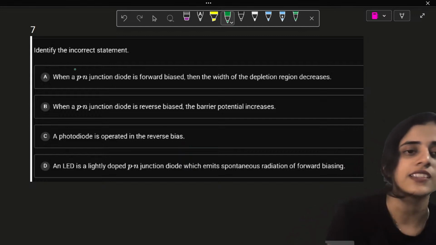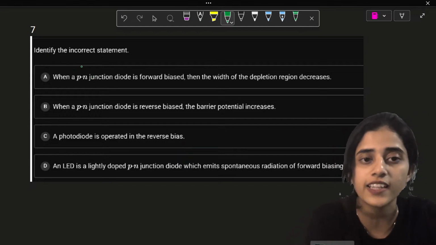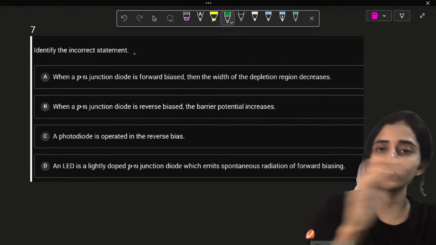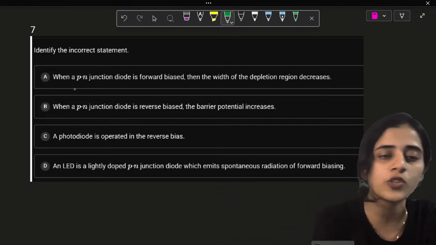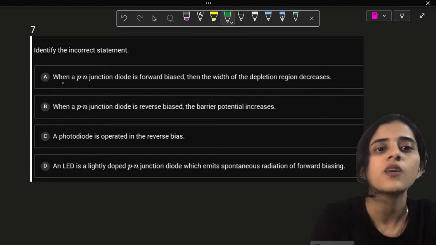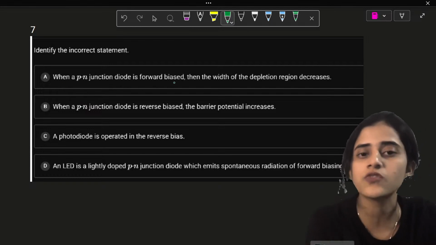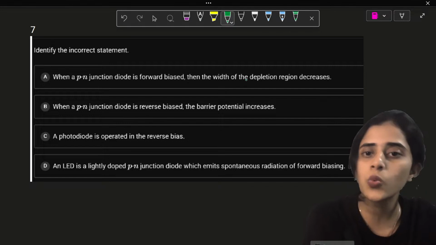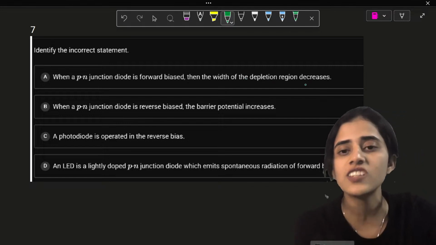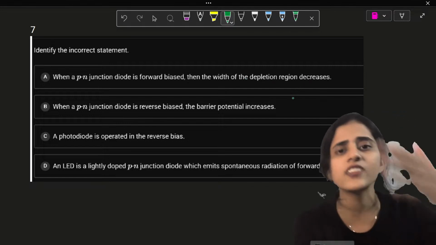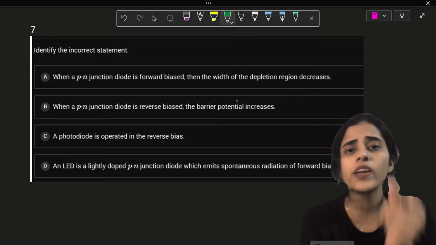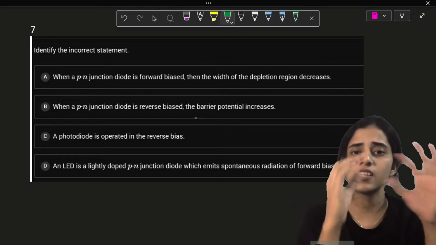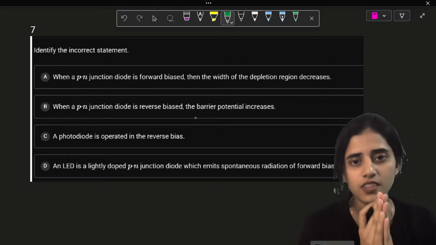Next question. Identify the correct statement. So what we'll do, we'll look at each statement, check if it's correct, and then we'll go to the next statement. What is the first statement? When a PN junction diode is forward biased, then the width of the depletion region decreases. We already saw a similar question, the first question, so you should definitely be knowing if this is correct or not. See, a PN junction has the depletion region in the center.